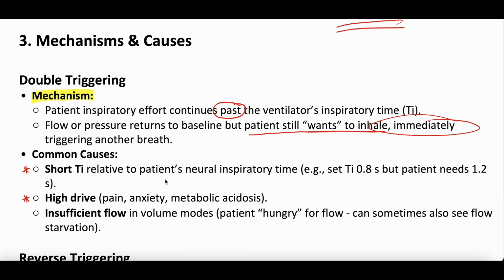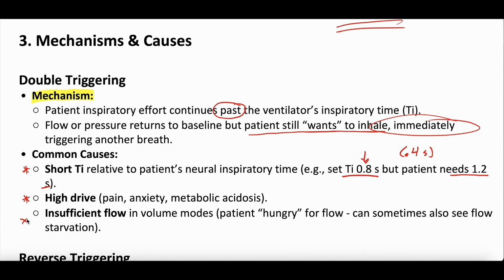A really short inspiratory time can cause it. So let's say you set the inspiratory time. This is the amount of time in inspiration. It's something like 0.8 seconds. But the patient actually wants to inspire for 1.2 seconds. That means the patient keeps inspiring for 0.4 seconds even after the ventilator has stopped giving that breath. That prolonged or extended inspiratory time then prompts the ventilator again to give a second immediate breath because that patient is still inhaling even after the breath is done.